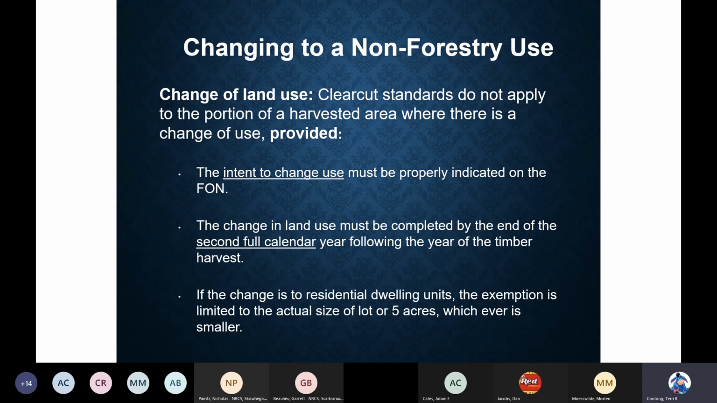Sometimes people get into trouble because they think they can change a use into something else quicker than they can with the equipment that they have. If you say, I'm going to change 80 acres to agricultural field, I'm going to want to know what kind of equipment you have that you're going to be able to do that within that 2-year period. If the change is to residential dwelling units, then you can't have anything larger than 5 acres. It has to be limited to the actual size of the lot or 5 acres, whichever one is smaller.